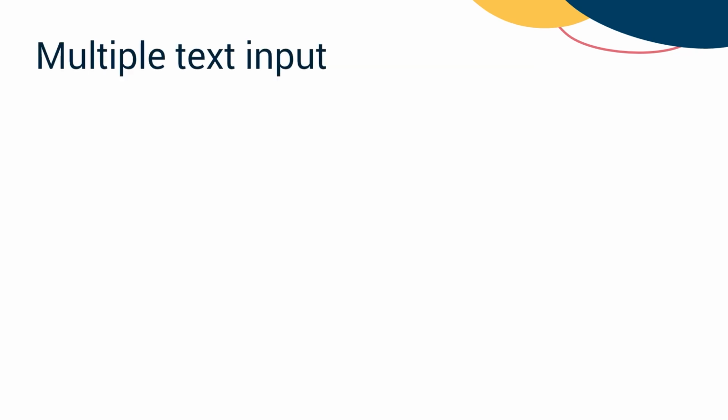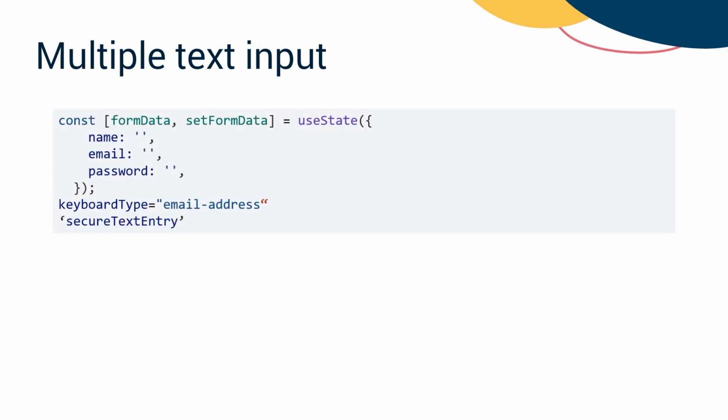When more than one such text input needs to be captured, we can use a dictionary object and present that as a form. In this case, there will be a handler for each text input, namely name, email, and password. For the text input email, you can set an additional attribute keyboardType equal to email-address, which aids in data validation and ensures only a valid email is entered.